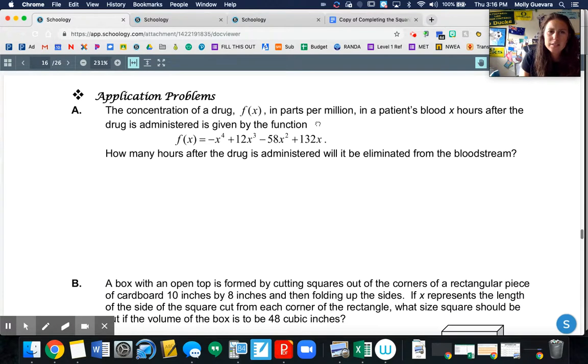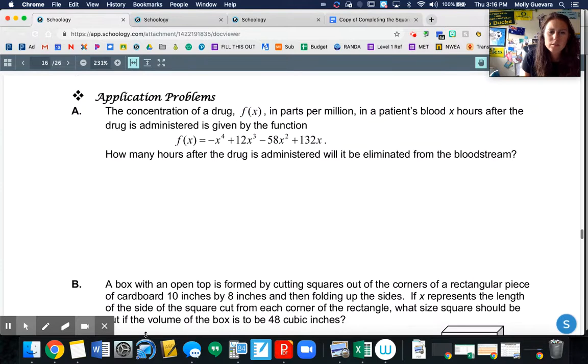Last one we're going to do, we're actually not going to do B, so you can cross that off. But we are going to do A here. A says the concentration of a drug, f of x, in parts per million in a patient's blood x hours after the drug is administered is given by the function f of x. How many hours after the drug is administered will it be eliminated from the bloodstream? So how long after you're given the medicine will it then be out of your bloodstream?